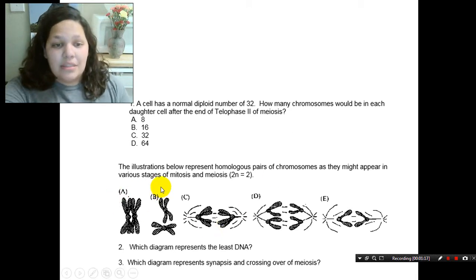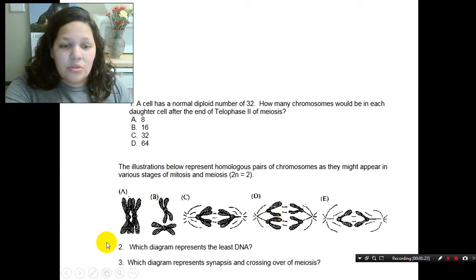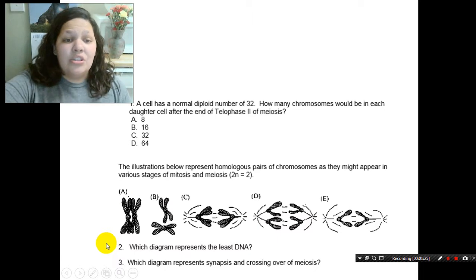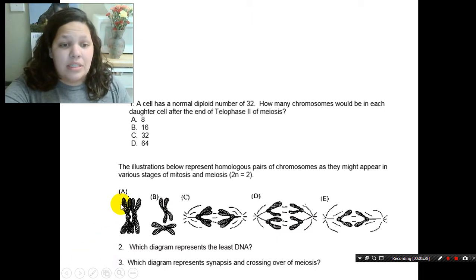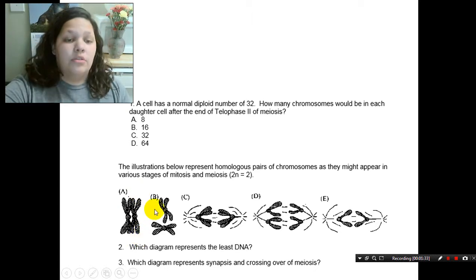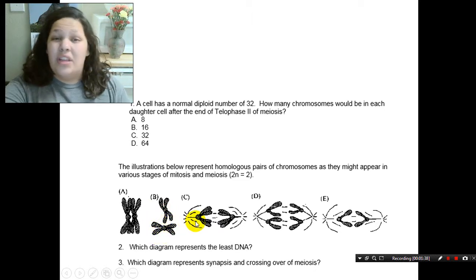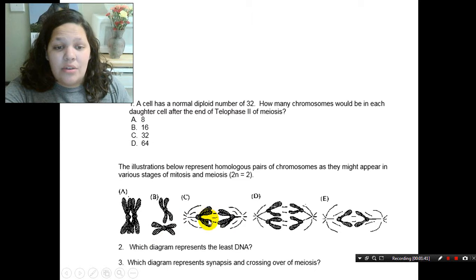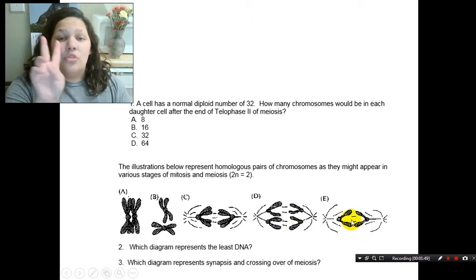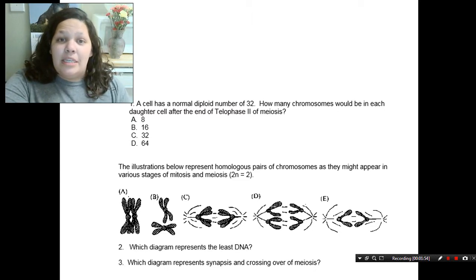Let's go ahead and look at our next 2 questions, 2 and 3. So we have different illustrations, and number 2 says which one has the least amount of DNA. So if I look at A, I have 4 sister chromatids. 1, 2, 3, 4. B also has 4 sister chromatids. 1, 2, 3, 4. And if I look at C and D, the same thing. And the last one, E, only has 2 sister chromatids. So the one that actually has the least amount of DNA is going to be E.